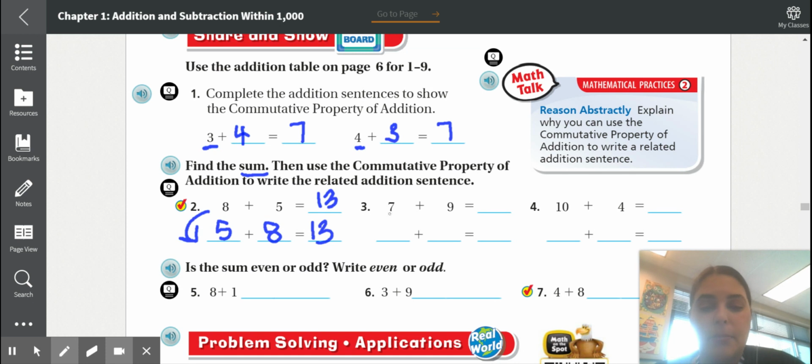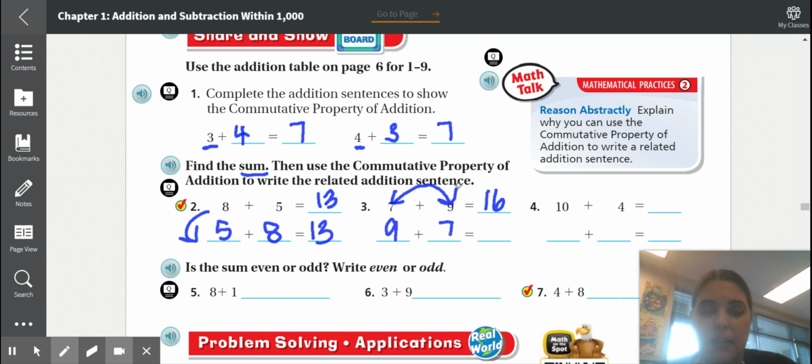Okay, number 3. 7 plus 9. Take 10 seconds and answer that on your own. If you said 16, you are correct. Now we take our add-ins and we are going to flip-flop them. So now we have 9 plus 7. Our answer stays the same.